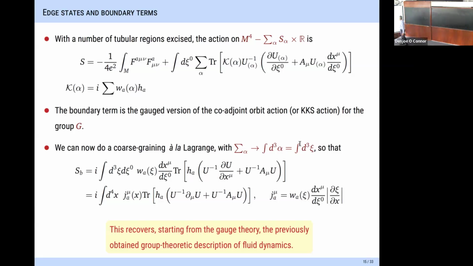Take this part, which was the point particle action I showed you before, but now derived as a boundary term in the gauge theory, coming from the field theory side. And now we can do a coarse graining and write this action. Okay, so this will be the action for the edge state dynamics, but coarse grained, so that these are particles that have a high density and they flow like a liquid. Okay? So this is the current associated with that. In this way, from the gauge theory, we can also get the same kind of group theoretic description.